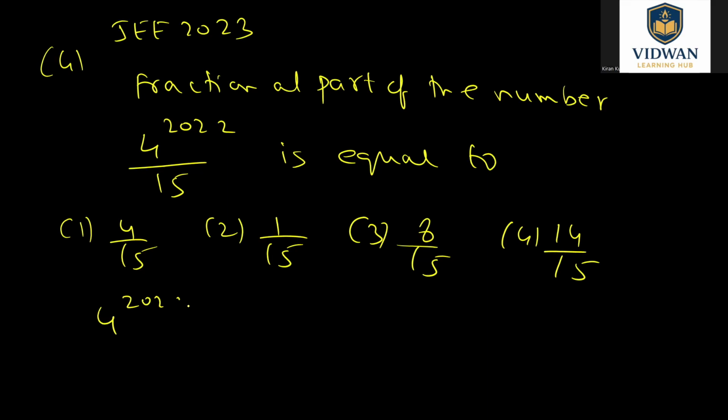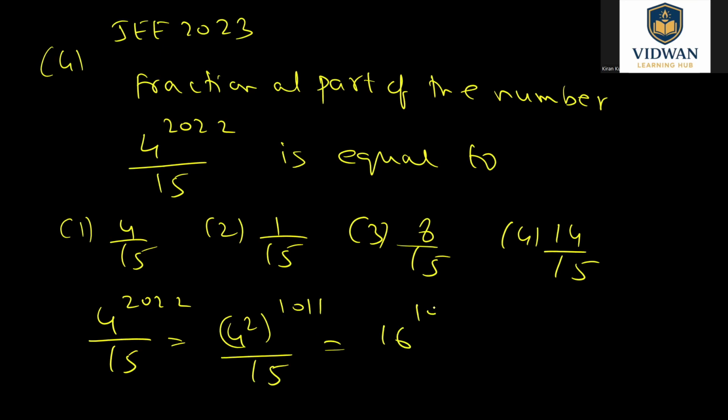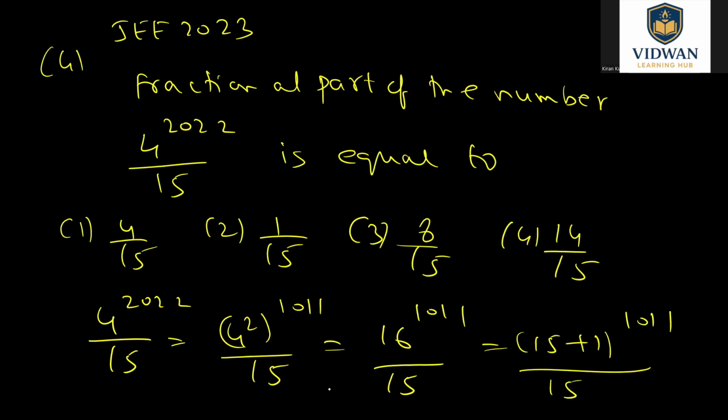So 4 power 2022 by 15. 15 is close to 16, and in powers of 4 you can get 16. So you write 4 square power 1011 by 15, that is 16 power 1011 by 15. And 16 is 15 plus 1, so 15 plus 1 power 1011 by 15. So if it is in the form x plus a power n, it will be lambda x. So 15 lambda plus 1 power anything is 1 by 15. So you are getting this as lambda plus 1 by 15, where lambda is some integer.